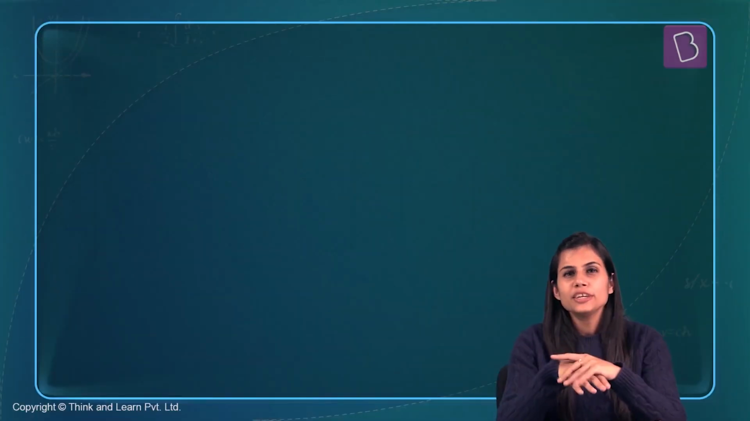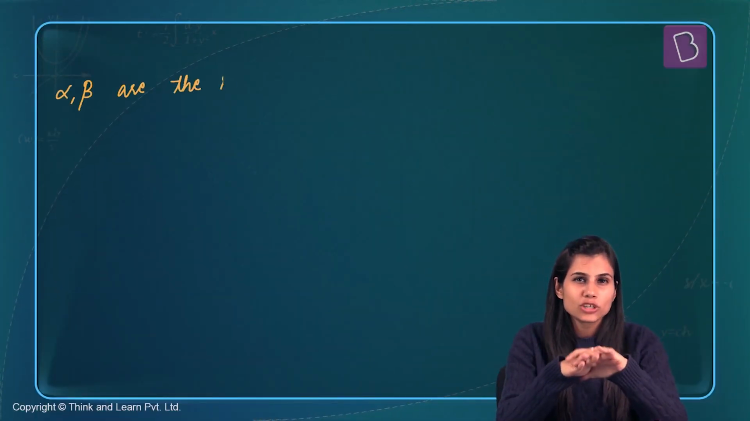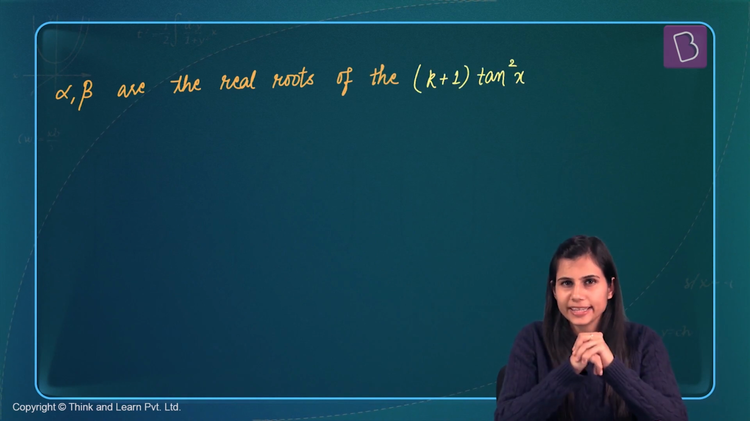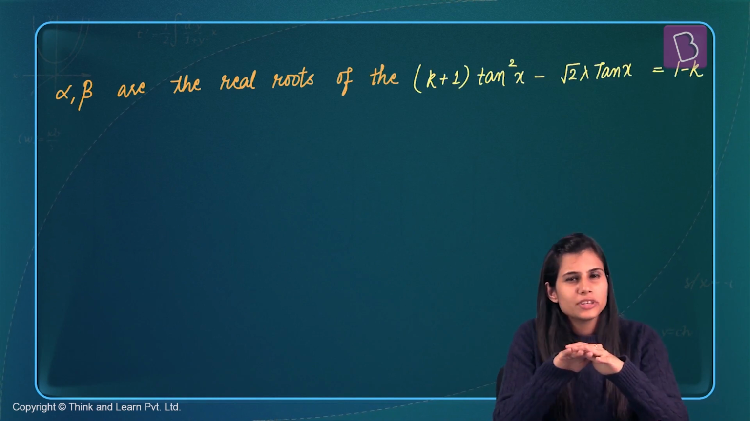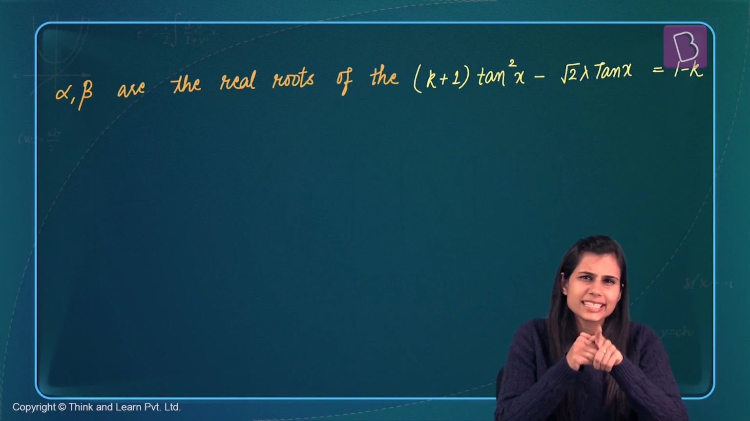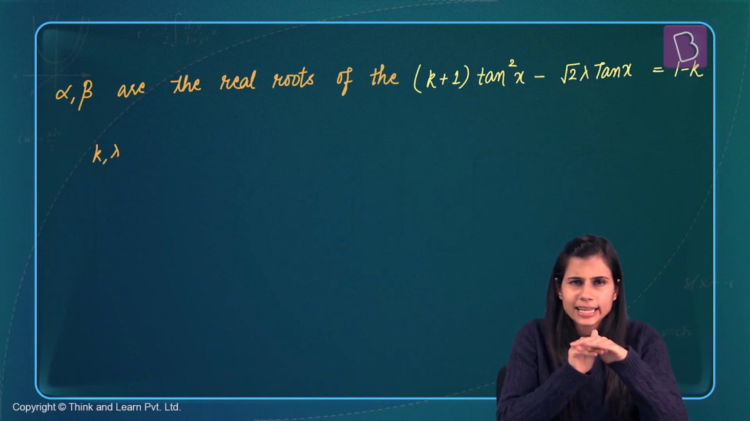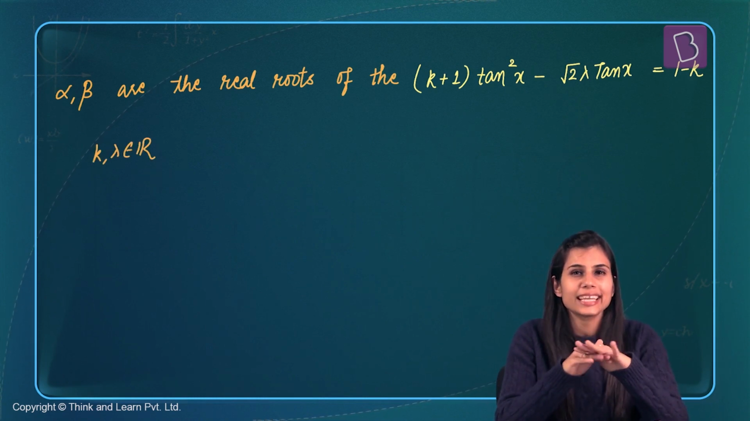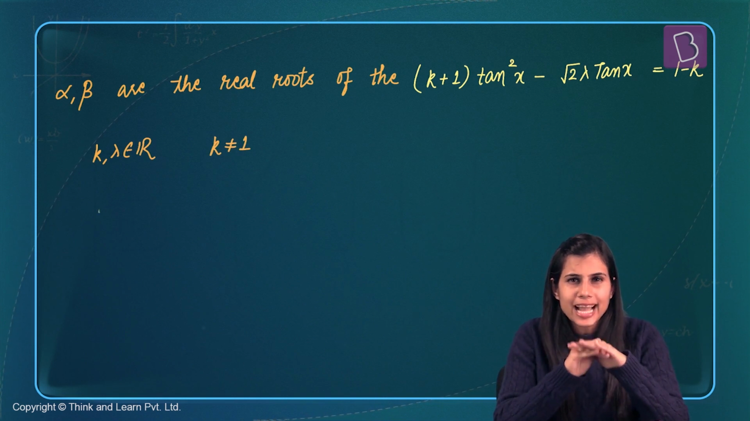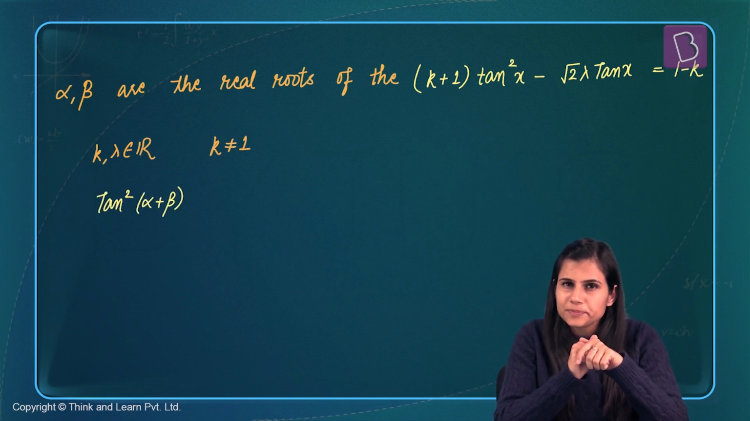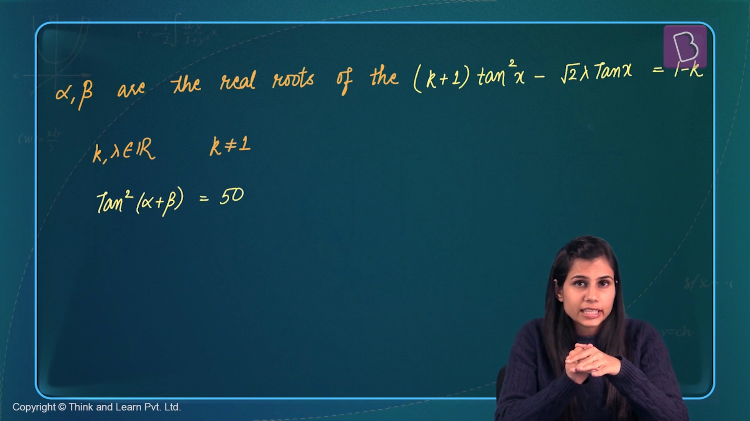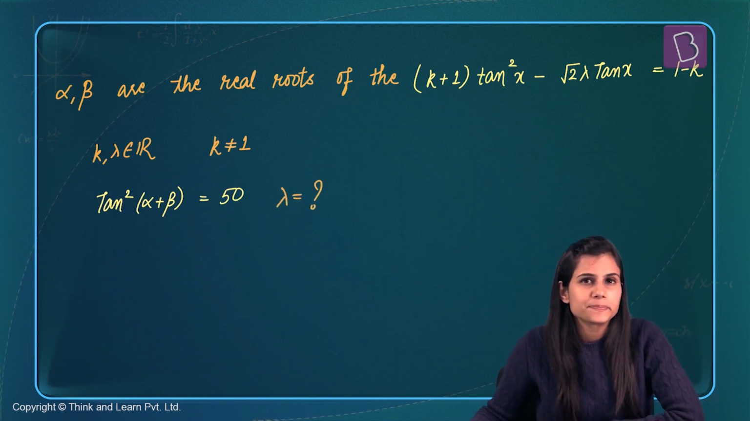Okay, let's take a look at this question. Now in here you are given that alpha and beta are two real roots of this quadratic equation. Now this equation, as you can see, involves two unknowns, k and lambda. The question says k and lambda are real numbers, and specifically k is not equal to 1. If tan square of alpha plus beta is equal to 50, what is the value of lambda?